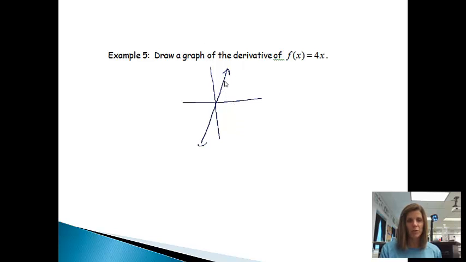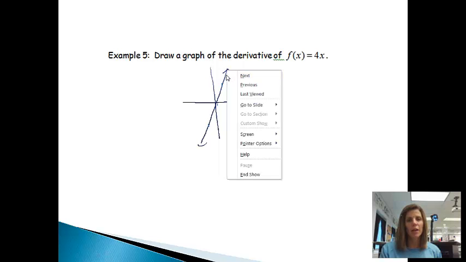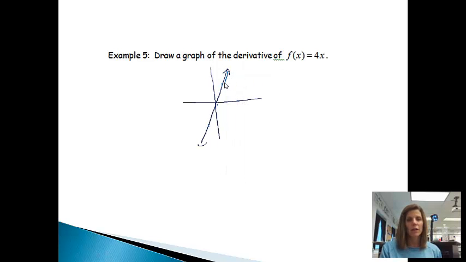So if I'm drawing the graph of the derivative, again, what I'm going to be doing is looking for the slopes of the tangent line. So I'm just going to pick 2 or 3 or something like that. Okay, so if I go ahead and draw the tangent lines, you'll notice that my tangent lines have the same slope as the actual graph. So if I try to draw that tangent line, that line has the same slope as this line. It has a slope of 4.